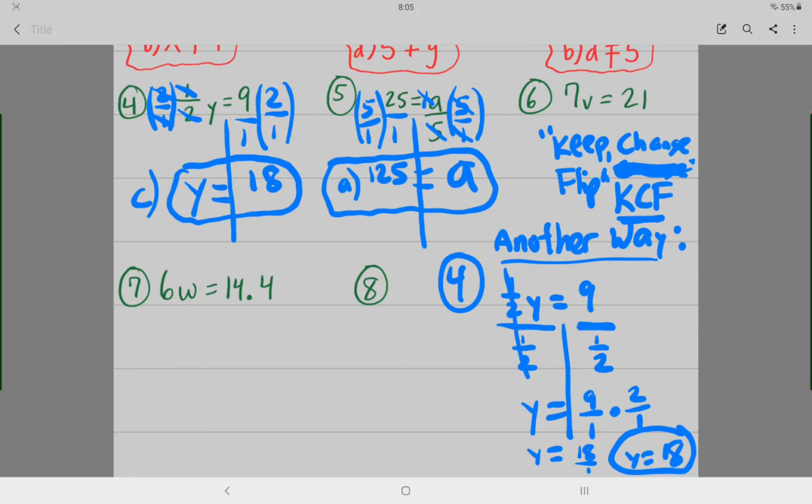Now it's up to you whether you want to do KCF to get rid of your fraction problems or whether you want to multiply by the reciprocal. Again, it's up to you. So whichever way you feel more comfortable with, go ahead with that.